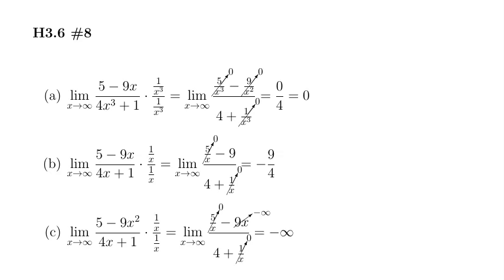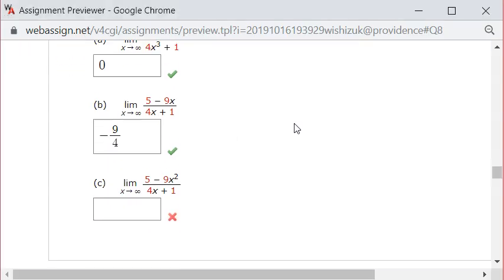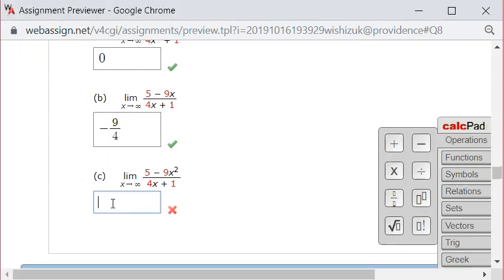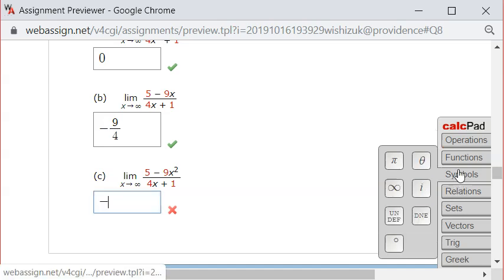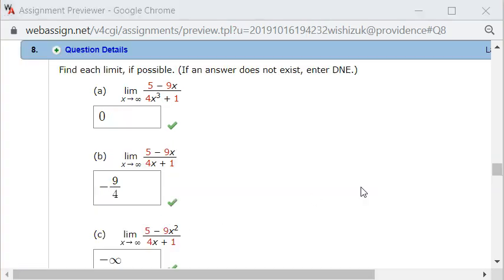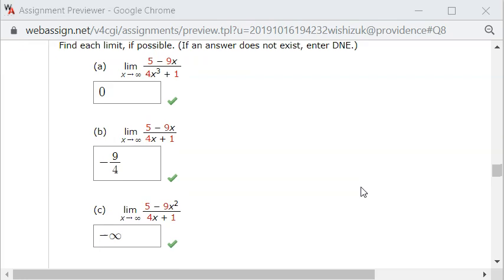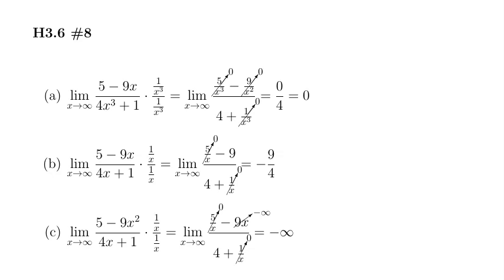All right, so let's type that answer in. And here, the limit does not exist, but the reason why it does not exist is that it goes to negative infinity. All right, so let's check the answer. All right, I came back and looks like we got the part C correctly as well. All right, that's it. I hope that this was clear.